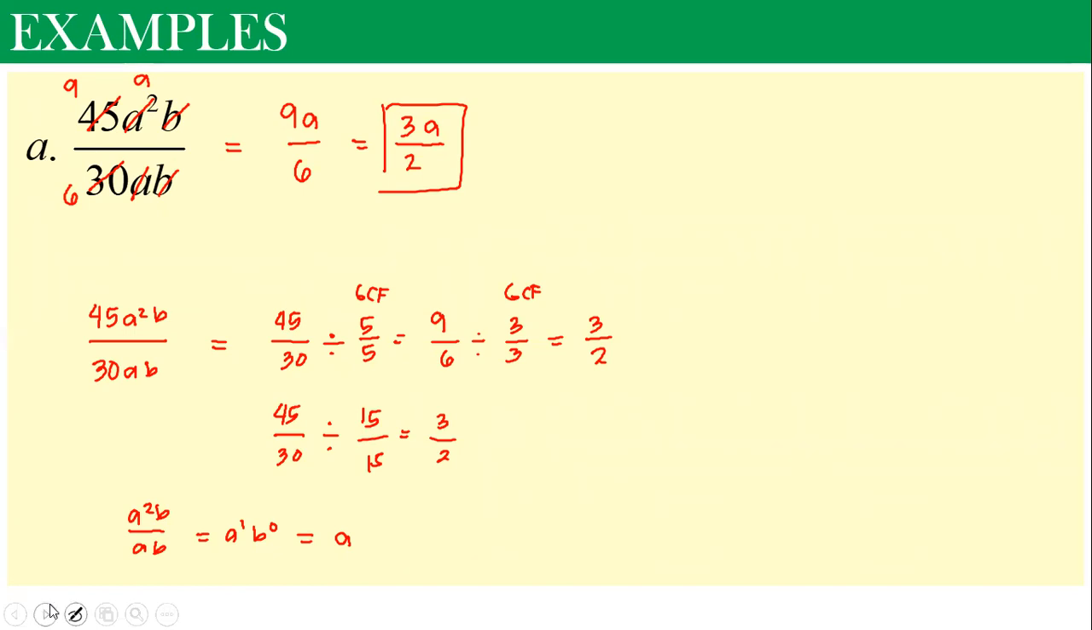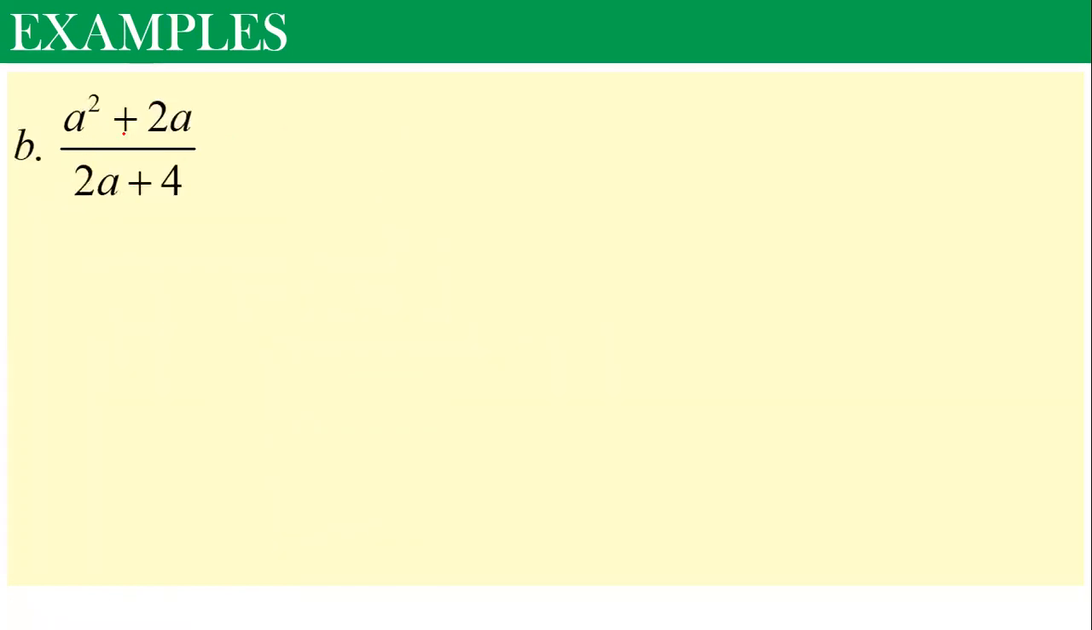Okay? Next, how about a squared plus 2a over 2a plus 4? This one, we will use the factoring of polynomials. Okay? So we have to factor out first the numerator and denominator. So we have a squared plus 2a and then 2a plus 4. So in this case, we will use the CMF, the common monomial factor. Same with the denominator, we will use the CMF. Okay? Or the common monomial factor.